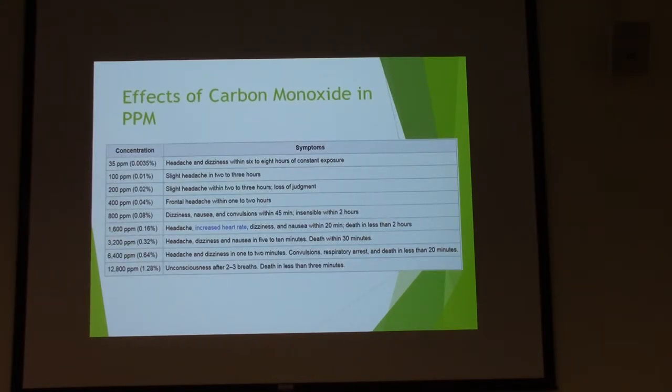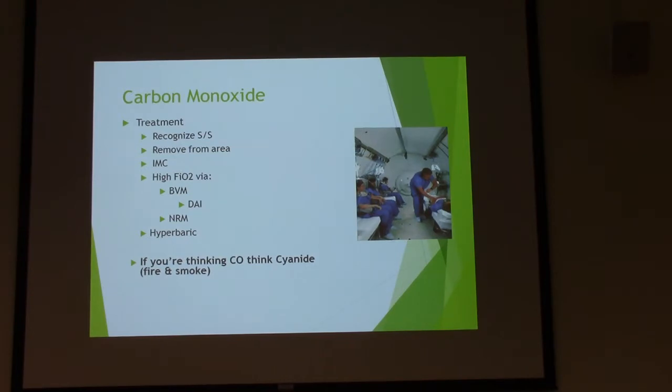And you can see here too, based on the parts per million, what kind of signs and symptoms. At 800, dizziness, nausea, convulsions within 45 minutes. So the only thing we can do pre-hospital for them: get them out of the area, give them high flow O2, use some positive pressure ventilation, and then get them somewhere where they can go to the hyperbaric chamber.